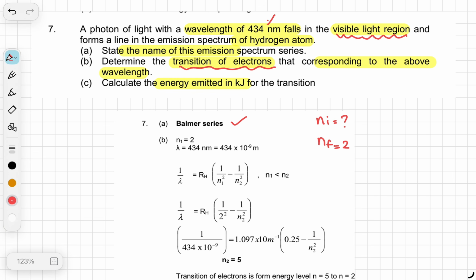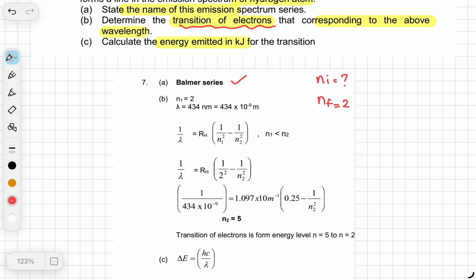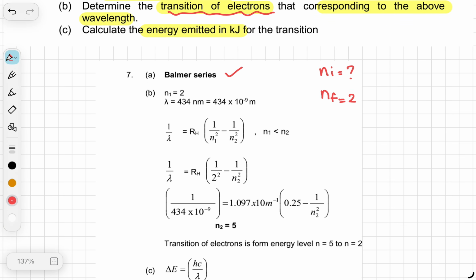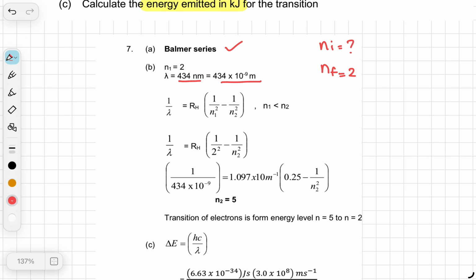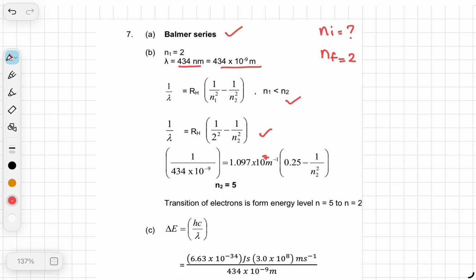Since we have the wavelength given to us, we can use the Rydberg formula, whereby the wavelength given is 434 nanometers. You convert it into meters, substitute into this equation over here, okay, so 10 to the power of 7 over there, and then you would get n2, which is the n initial, to be 5.